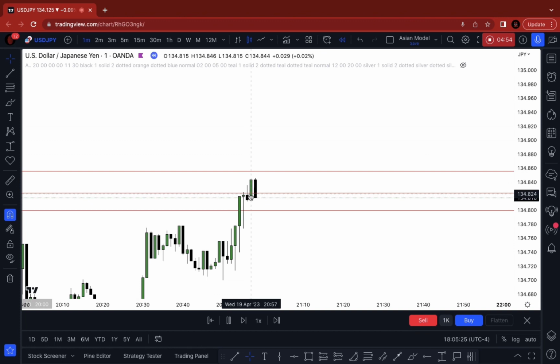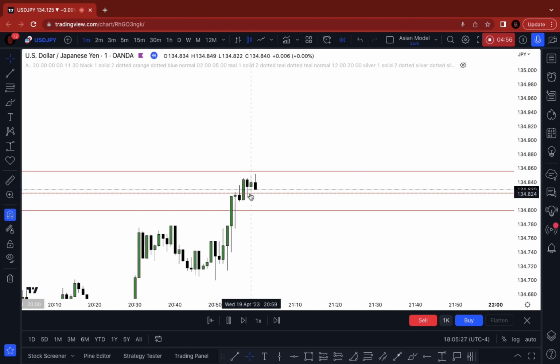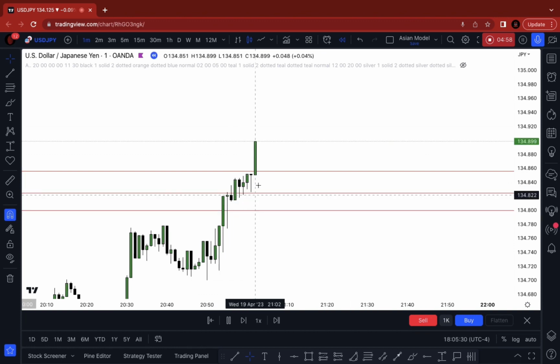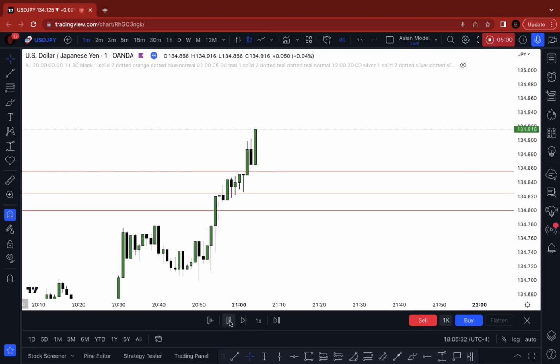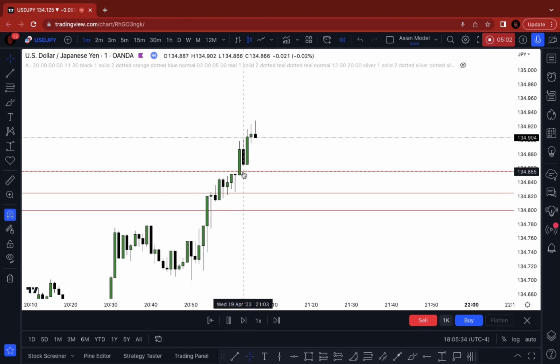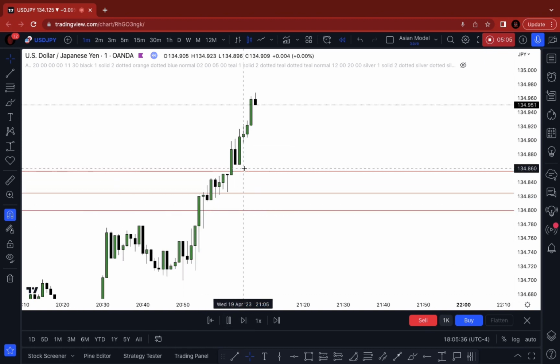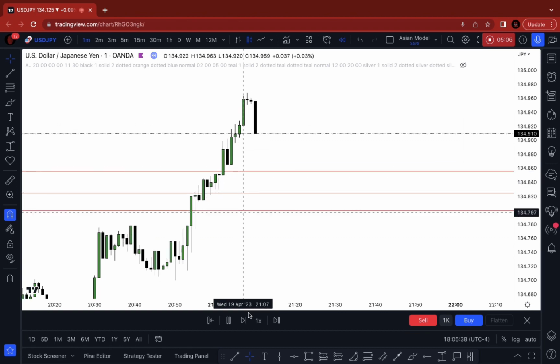That's one level. That's two. Any fair value gap? No. That's another level. Any fair value gap? No, we don't have any. And these are all the 15-minute swing highs that we marked off on the 15-minute time frame.